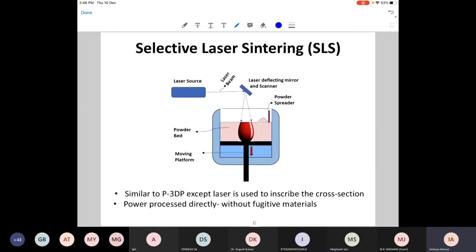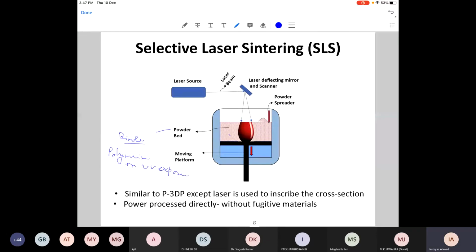Now, we will talk a little bit about selective laser sintering. This is very similar to what we have seen earlier. The only thing is that instead of applying a powder and then applying a binder, we have the binder already added to this powder. So the powder bed contains binder. And the binder is such that it polymerizes on UV exposure.